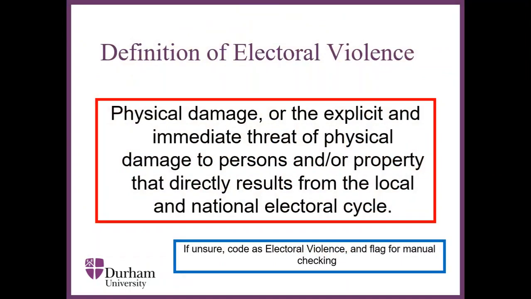Overall then, electoral violence is defined by this project as physical damage or the explicit and immediate threat of physical damage to persons and or property that directly results from the local and national electoral cycle. And if unsure, then they should be coded as electoral violence, but flagged for manual checking. Now, more detailed information on the relevance and irrelevance of articles, along with examples, will be available in the handbook. When deciding if an article counts as electoral violence, consult this video and the handbook if necessary. If still unsure, then code it as a relevant article, but note this in the comments section of the platform if you think it's a borderline case. It will then be double-checked.